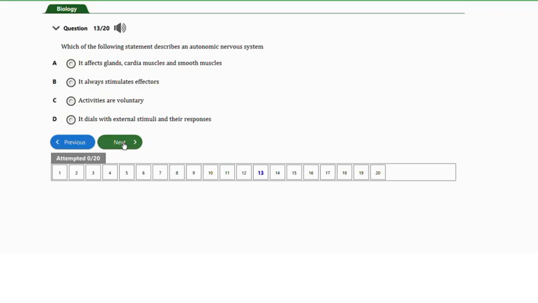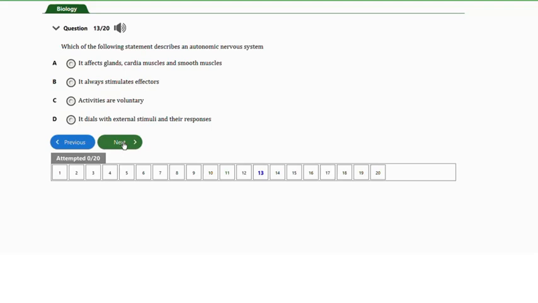It says, which of the following statements describes an autonomic nervous system? A, it affects glands, cardiac muscles, and smooth muscles. B, it always stimulates effectors. C, activities are voluntary. And D, it deals with external stimuli and their responses. So guys, the answer to this question is option A.